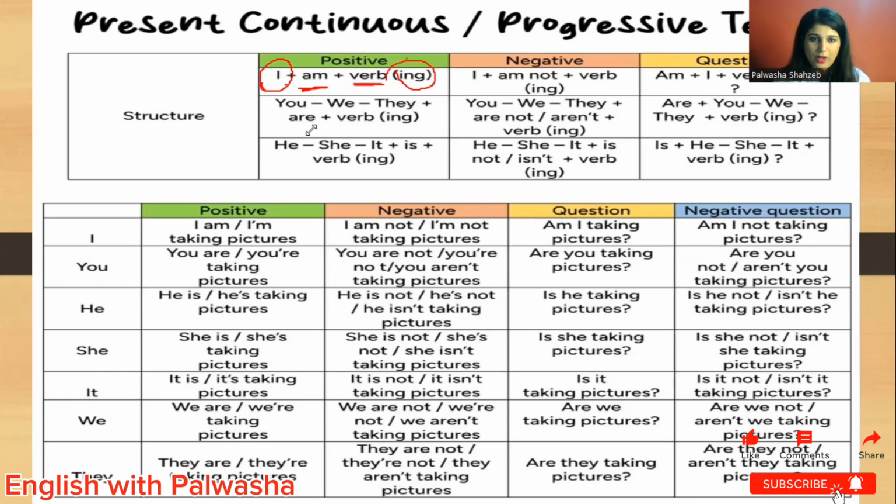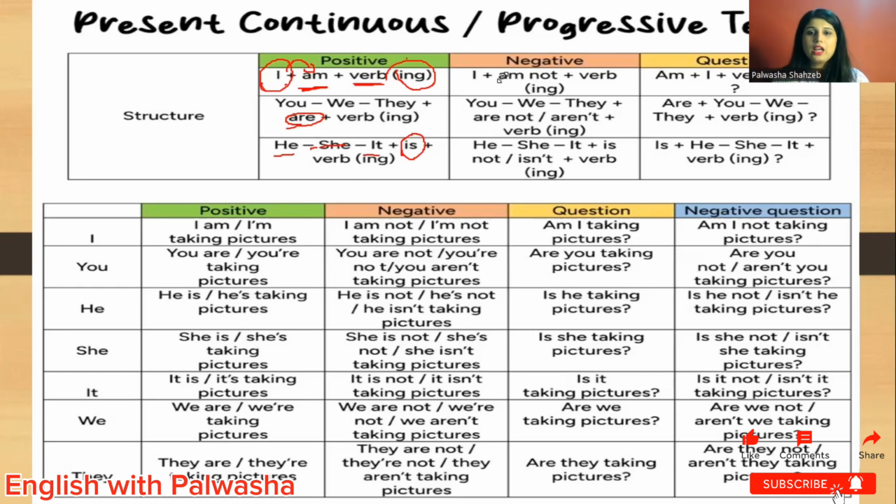You, we, and they, we have to use are with it. So with I, we have to use am. With you, we, and they, we have to use are. With he, she, and it, we have to use is. So this is the usage of helping verbs which I'm telling you. I'm repeating it. With I, we have to use am. Please make notes so it will be quite clear for you guys. With you, we, and they, we have to use are. With he, she, it, we have to use is.